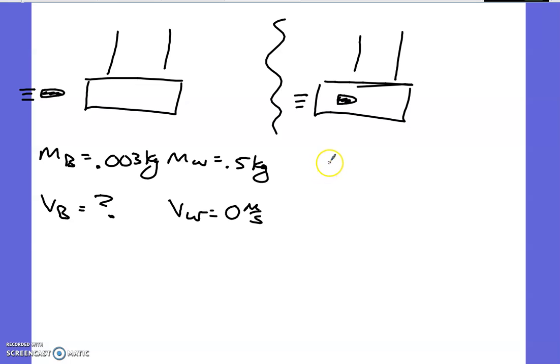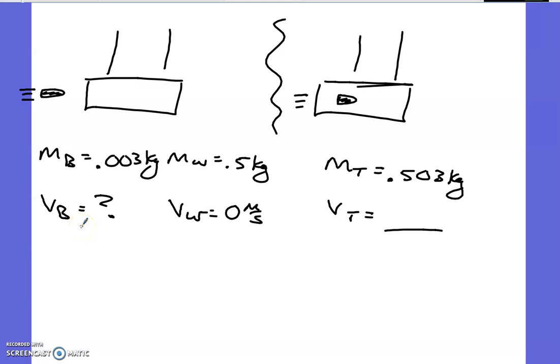After the collision, they're going to combine together, so I'll use a subscript of t to show that they are together. And the mass when they are together then is 0.503 kilograms, their combined mass of 0.003 plus 0.5. The problem is we don't know the velocity after the collision either. We're only allowed to have one unknown. So somehow we have to figure out the velocity directly after the collision, and then we can go back and solve for the velocity of the bullet.